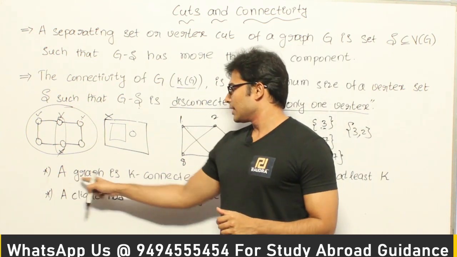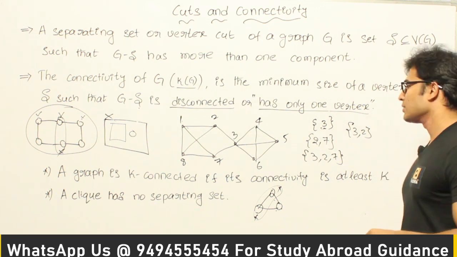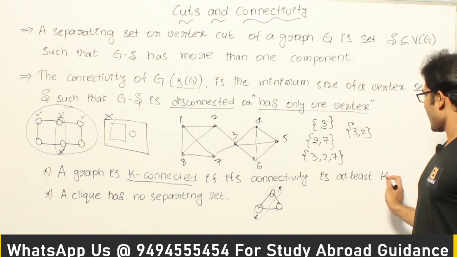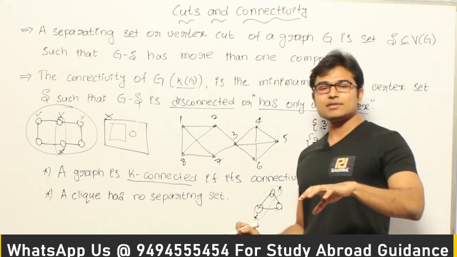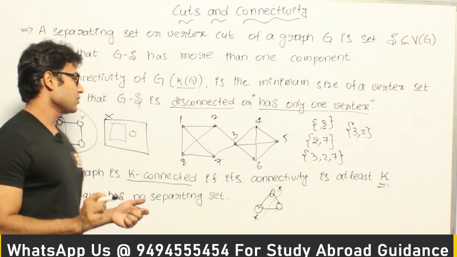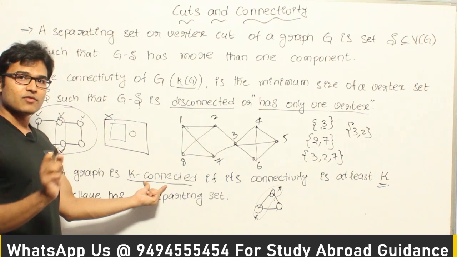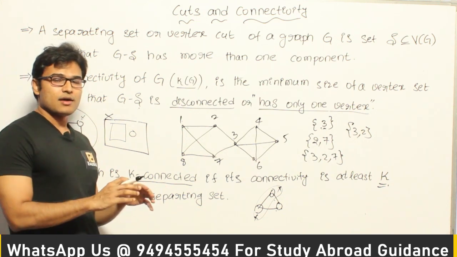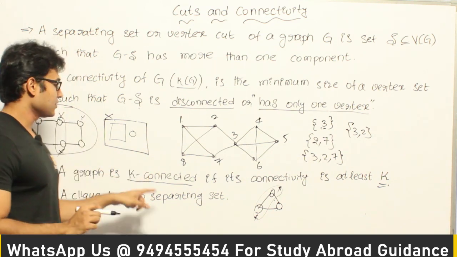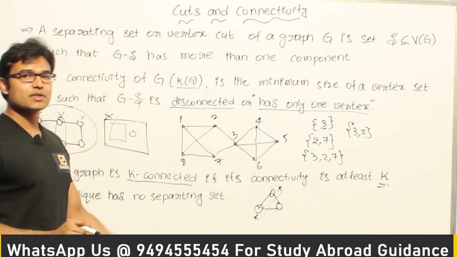Now let's look at the next one. A graph is K connected if its connectivity is at least K. So what is its meaning? A graph is said to be K connected only if you have to remove at least K vertices to get a disconnected graph, or a graph with only one vertex. So you should not be able to remove K minus 1 vertices and get a single vertex graph, or a graph having 2 components. In that case, you cannot call it K connected. If you are able to remove K minus 1 vertices, you should call it K minus 1 connected.